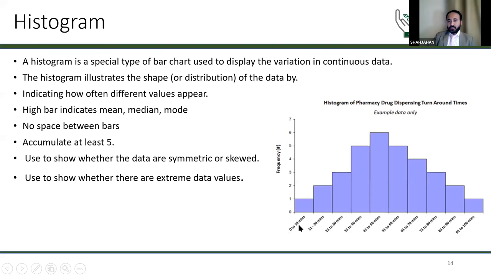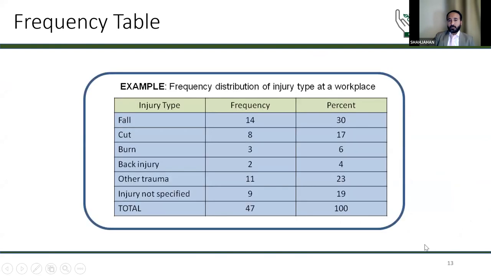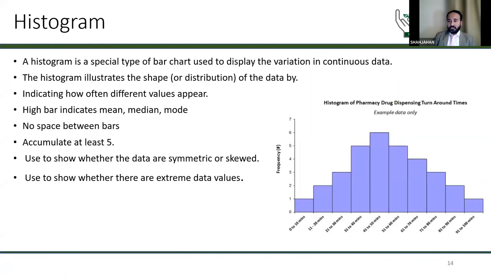If you see that in this 0 to 10 minutes group, there's one observation of medication reaching in 10 minutes. And the last group, if you see, reached from 90 to 100 minutes. But mostly the data is showing that medication reaches in 41 to 50 minutes. Six to seven observations show that medication reached in 41 to 50 minutes. That's why this histogram makes it very easy to visualize what's going on in our department.